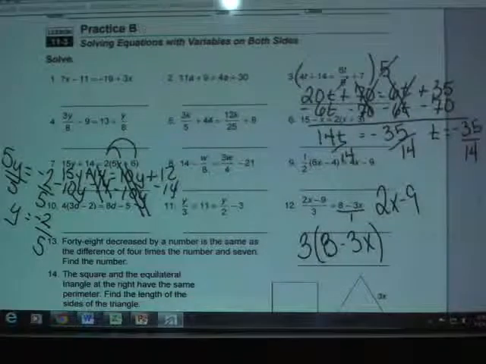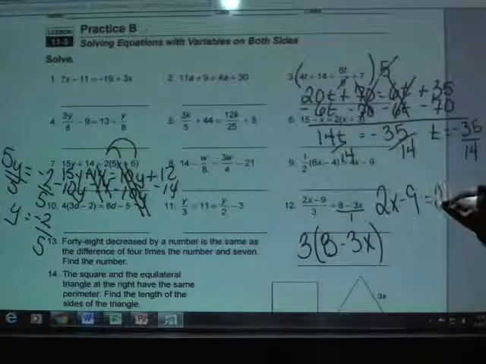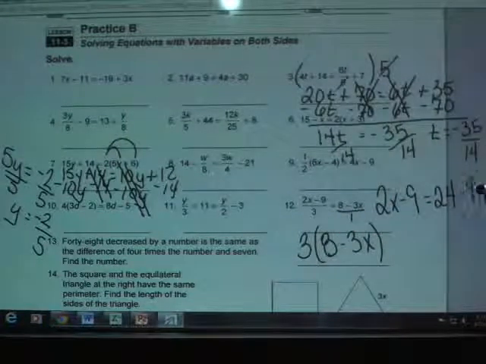We know what to do because we've done it, but we haven't done a question that was set up like a proportion. So I want to make sure you've seen that. 3 through to the 8 is going to give me 24. 3 through to the 3x is going to give me 9. So I've got 2x minus 9 equals 24 minus 9x. Now I want to go ahead and simplify.